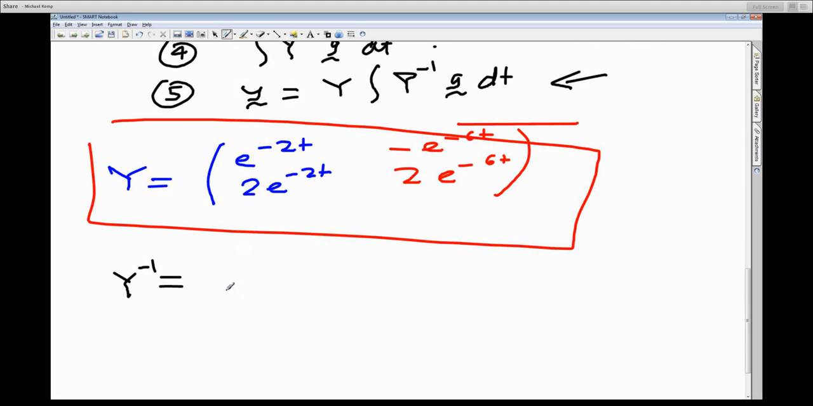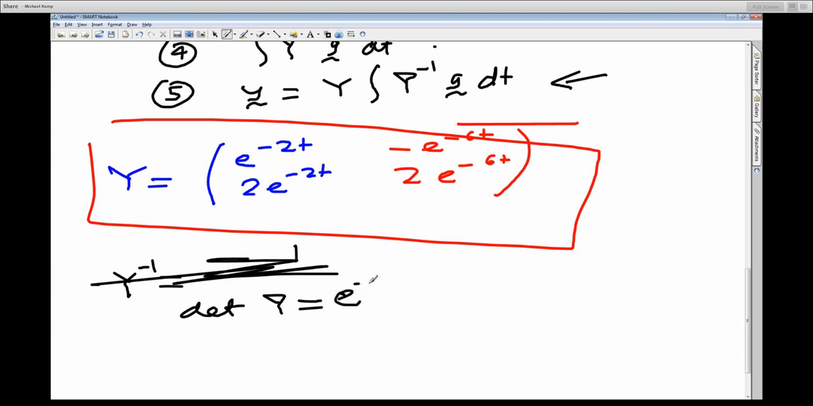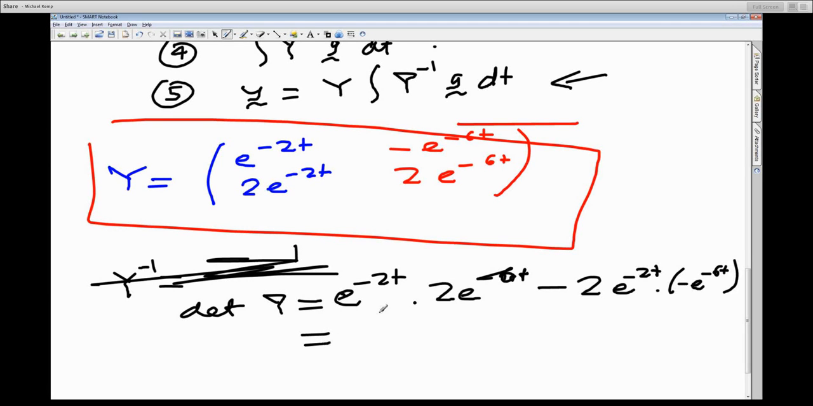So to work out the inverse, you have to work out the determinant. Let's do the determinant separately. So the determinant of y would be ad minus bc. So if you multiply the exponentials, you get e to the minus t times e to the minus 6t, both of them. So you get an e to the minus 8t cropping up in both of them. And you're getting 2 plus 2, which gives you 4 of them. So 4 e to the minus 8t is the determinant.